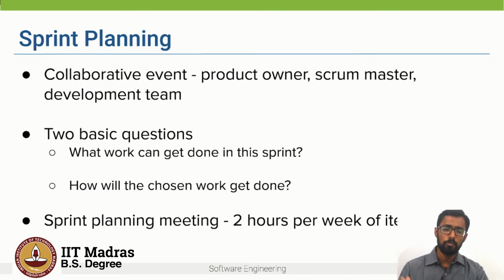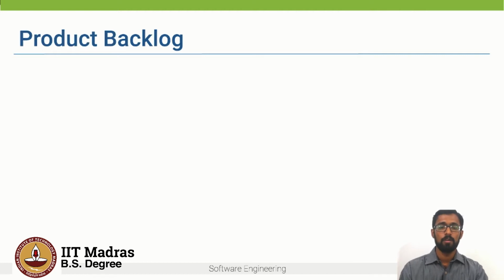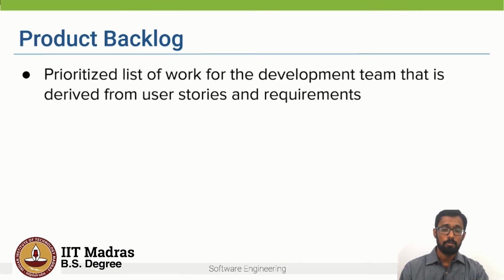So then how do we know what all are the tasks which are required to be done in a particular sprint? Or what is the entire set of tasks for developing that product? That is where the product backlog comes in, right? A product backlog is a prioritized list of work for the development team, and this is derived from the user stories and the requirements. The most important items are shown at the top of the product backlog so that the team knows what has to be delivered first.